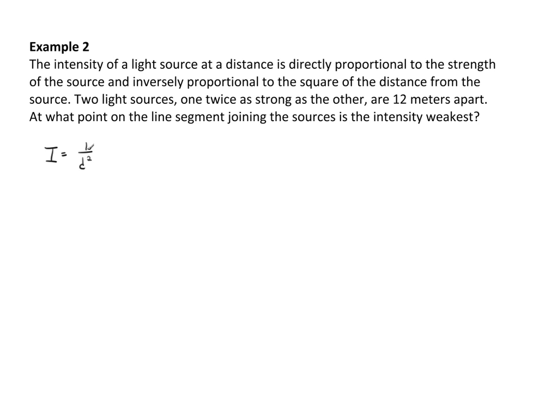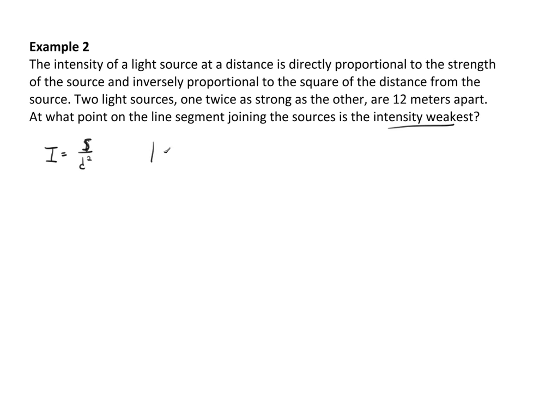So this would be the strength. So I guess I could write this as S. That'd be good. So the intensity is the strength divided by the square of the distance. Now I have two light sources, one twice as strong as the other, and they're 12 meters apart. At what point on the line segment joining the sources is the intensity the weakest?